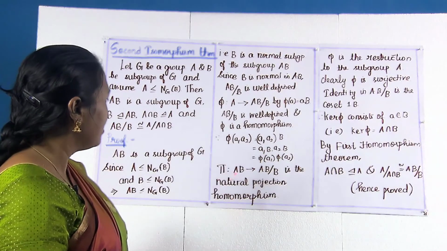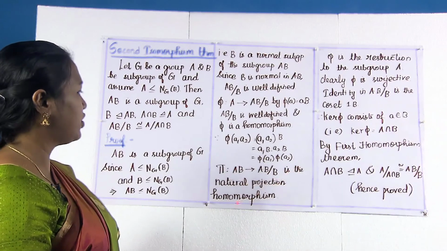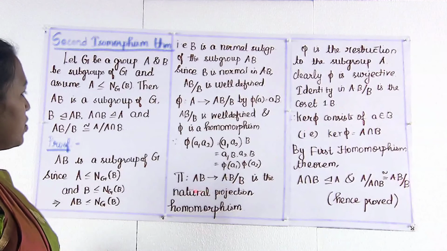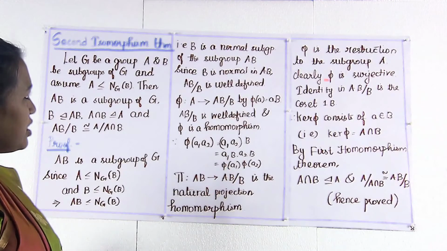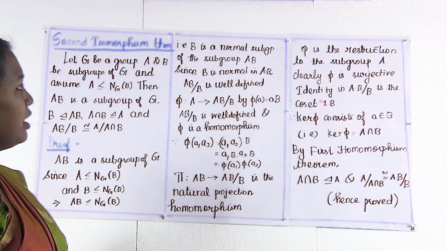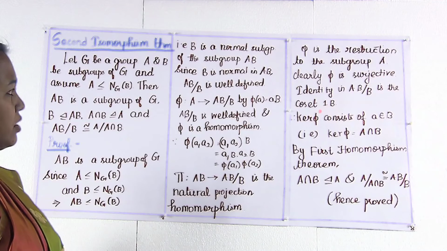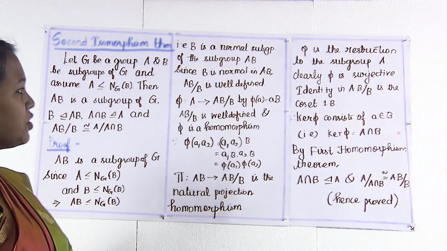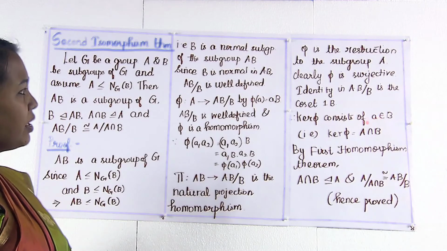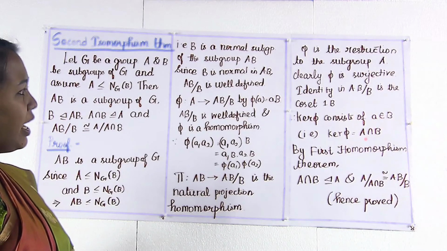Now, let π be a function from AB to AB/B, and this is the natural projection homomorphism. Now, φ is the restriction to the subgroup A. So, this is the natural projection and φ is the restriction to the subgroup A. So, clearly φ is surjective. The identity element in AB/B is the coset 1B. So, ker φ consists of a belonging to B, that is, ker φ is equal to A ∩ B. So, we are picking all the elements that belong to both A and B. Therefore, ker φ will be A ∩ B.